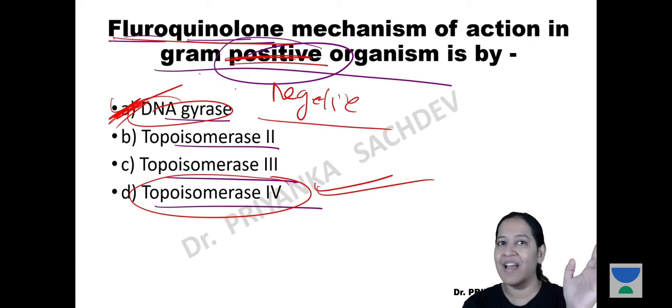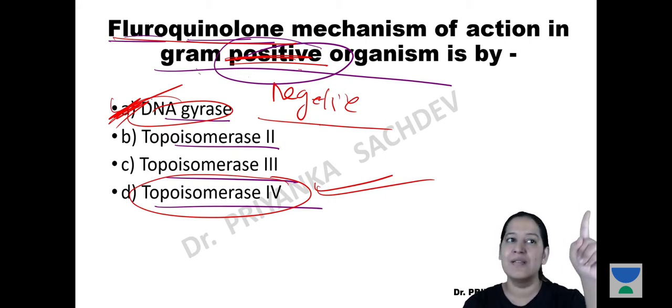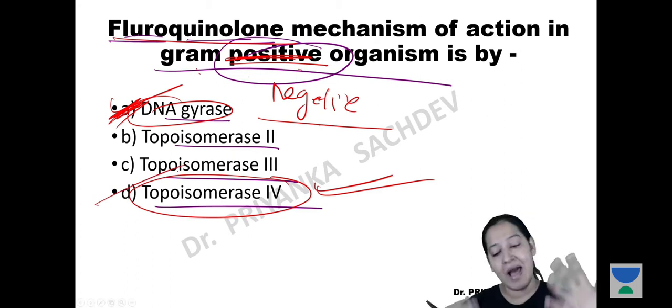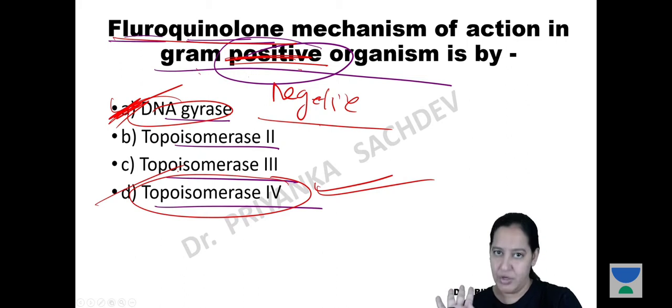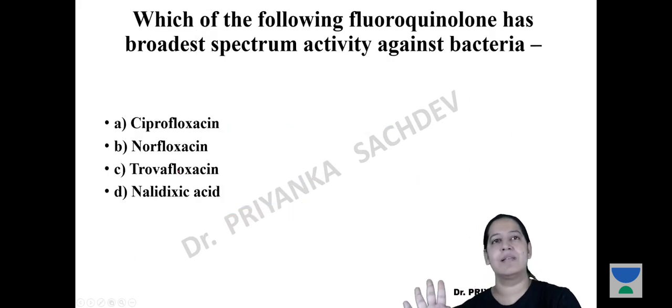They are not asking in gram negative. They are asking gram positive. So answer is not DNA gyrase. It is topoisomerase 4. Don't get hyper excited. Read all the question completely. Read all 4 options before taking your answer. It happens in the exam. That's why I'm telling you. Correct answer here is D. You all are right. This is the next question in front of you.